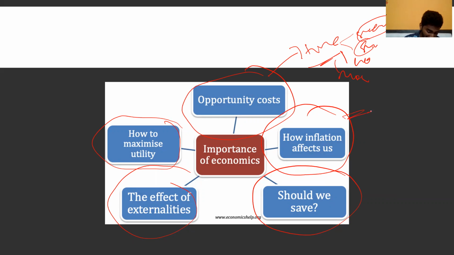How inflation affects us: national level inflation affects prices and the day-to-day economics we use, like vegetables in the market. Should we save a part of our income? Should we save part of our earnings? It is also an important part of economics.